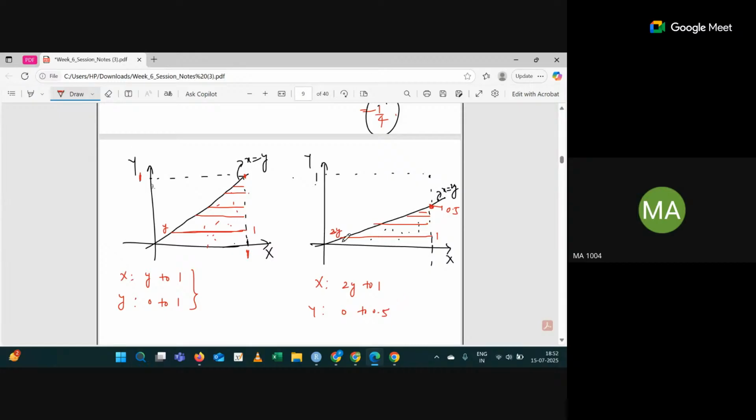So for this black line where x equals 2y, y can take any value from 0 till 0.5 only, right? The line is not till here, so y cannot take the value 1. Y can take values from 0 to 0.5. Is this clear? Here, this line is x equal to y: if x is 1, y is 1. Here, if x is 1, y is half. Is this clear now?